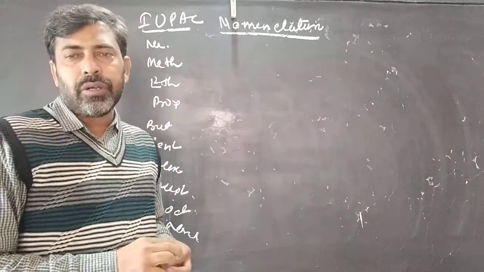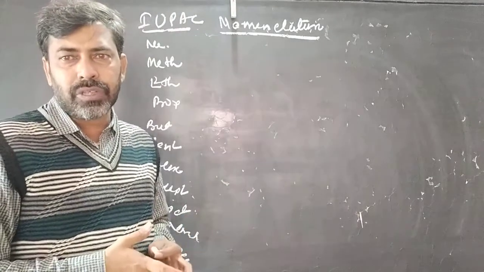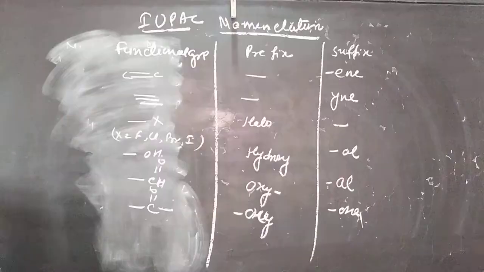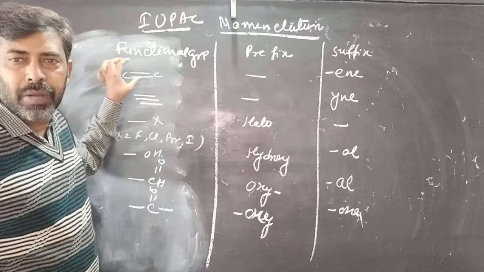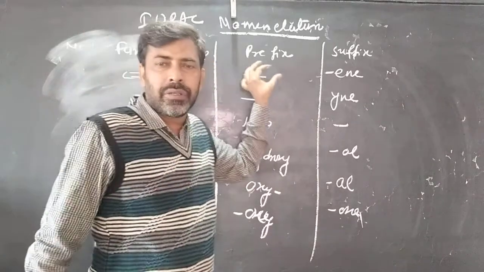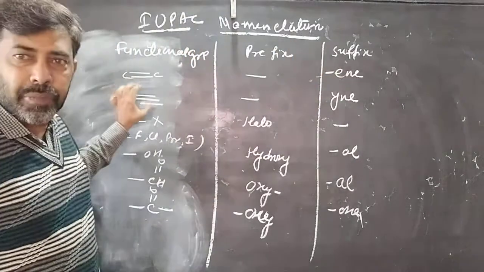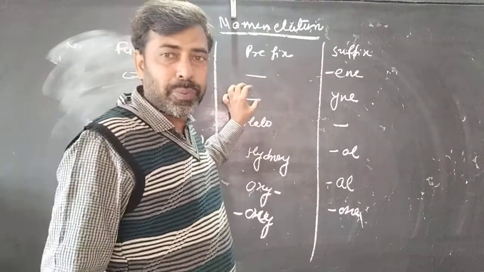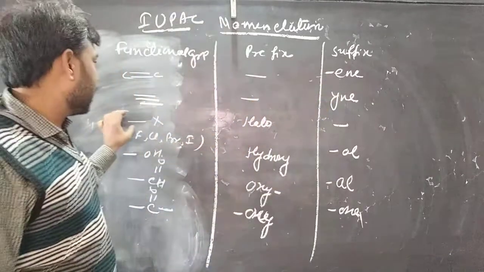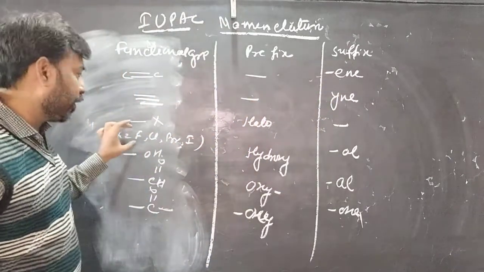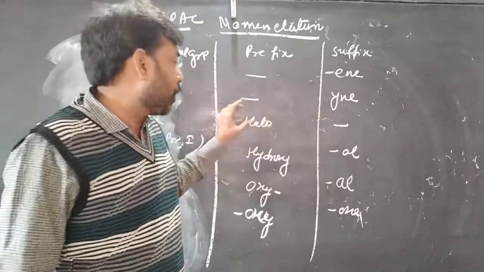Now we are going to see the names for the functional groups, that is, what prefix or suffix is used for the different functional groups. If the functional group is a carbon double bond, there is no prefix and the suffix is ene, E-N-E. In the case of a triple bond, there is no prefix, and again the suffix is yne, Y-N-E. In the case of halogen X, where X represents fluorine, chlorine, bromine or iodine, there is a prefix, no suffix, and the prefix is halo.